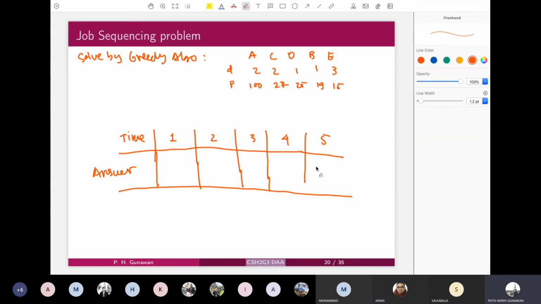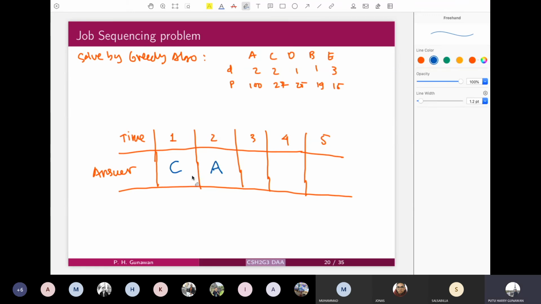Let's solve this one. Since this is greedy, you should pick A first, since this has the maximum profit. A has the deadline of 2, so you write A there. Then go back to the C. C has deadline 2, but I can solve just only one at a time, so it can be C.